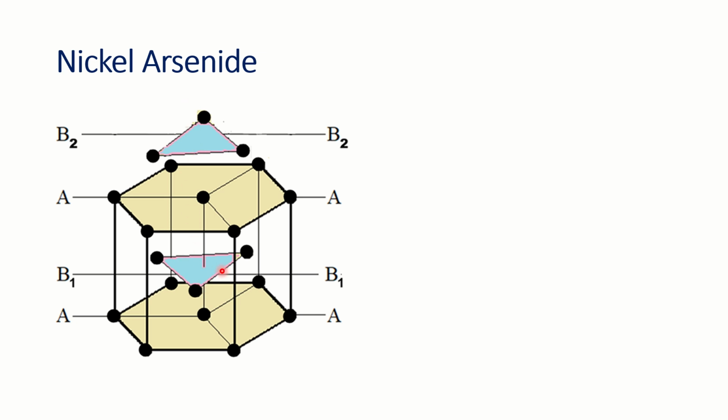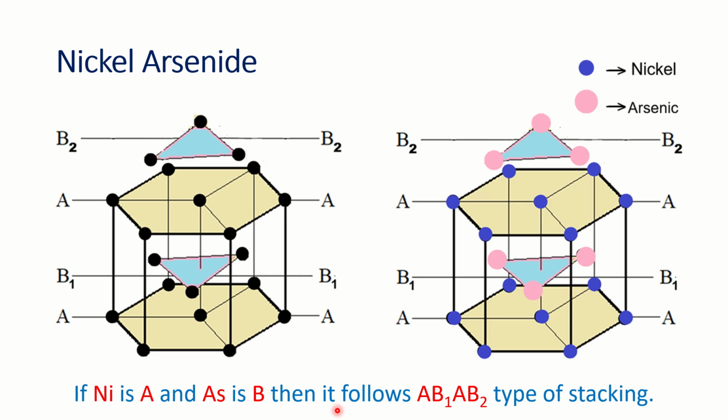So if this one is B and this one is also B, they are not exactly both B. So we have to differentiate them. We have to describe this one as B1 and this one as B2. And this is exactly what is found in the nickel arsenide structure, which has the stacking AB1, AB2 type, where A is the nickel cation and B is the arsenide anion.